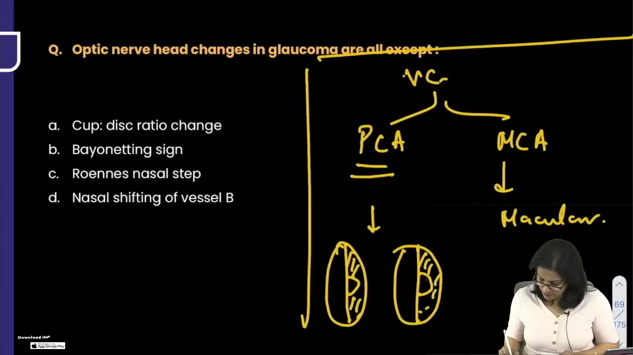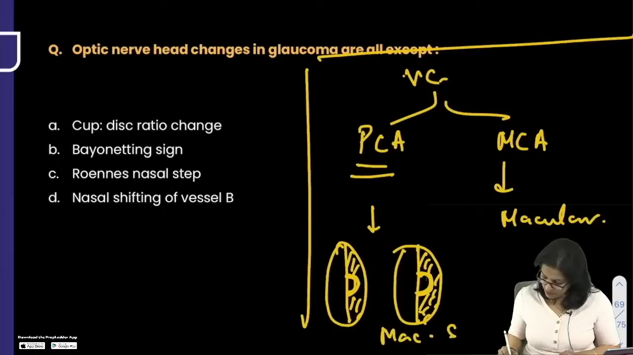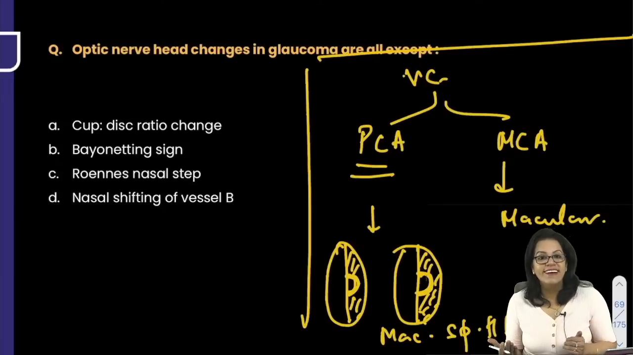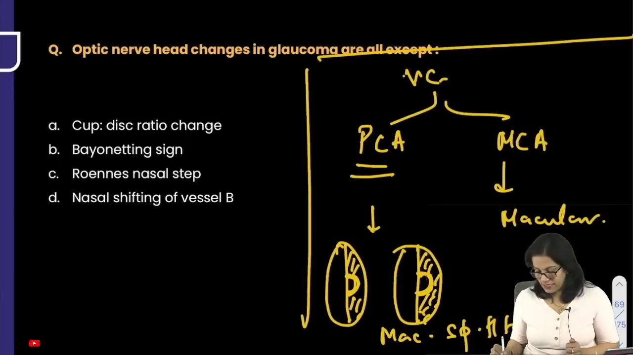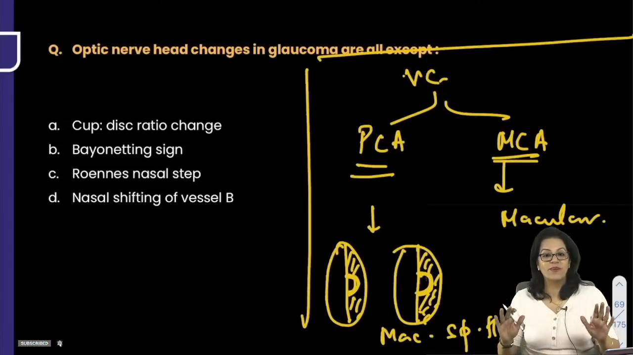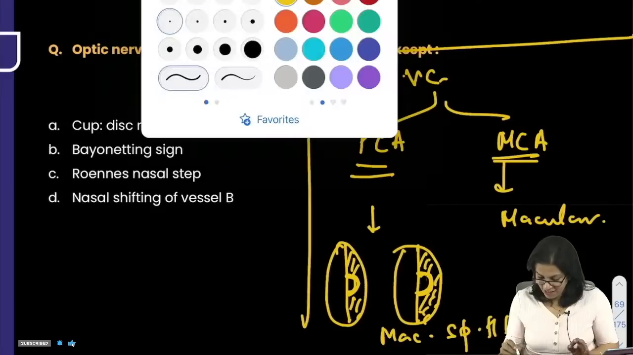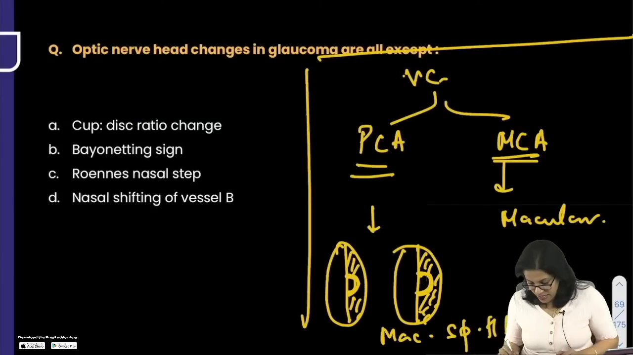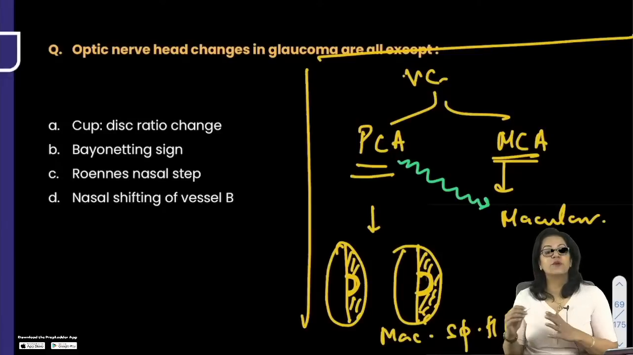This is what is called macula sparing. The central part is spared, the shaded part means that is gone. So this is macula sparing homonymous hemianopia, when there is a blockage of posterior cerebral artery. And if middle cerebral is gone, it is not total macular sparing. That is the interesting part. Be alert. If middle cerebral is gone, it is not total macular sparing, because some branches of posterior cerebral also supply the macular area. It is a dual blood supply.